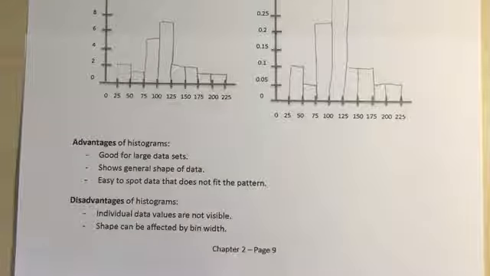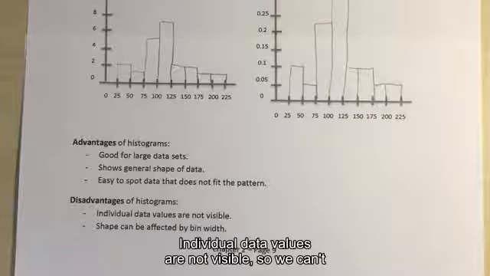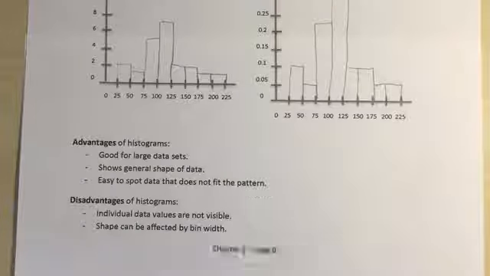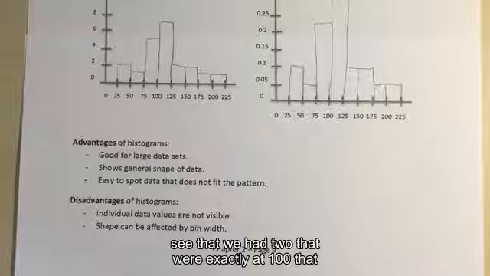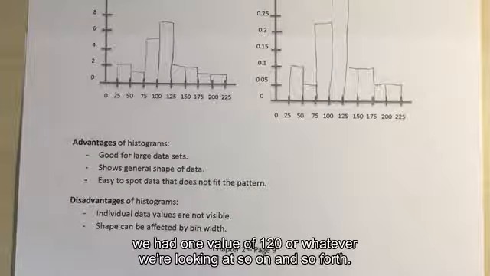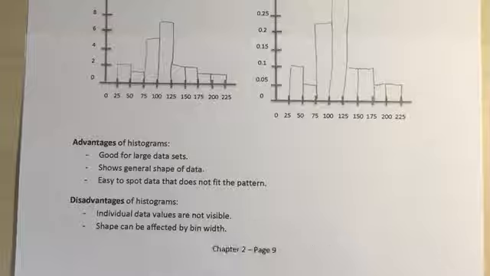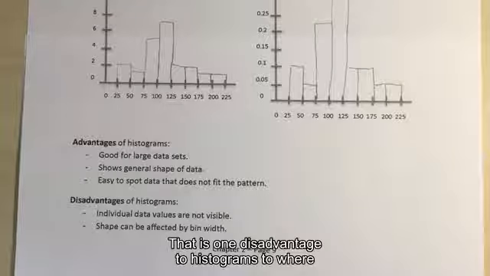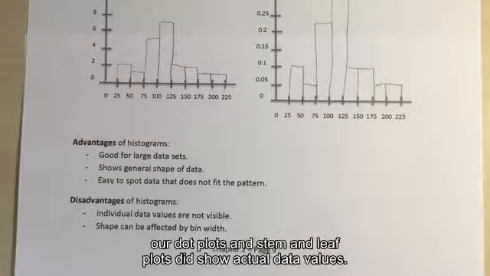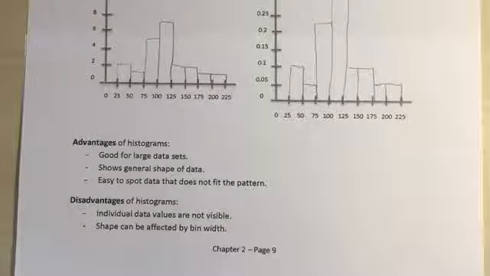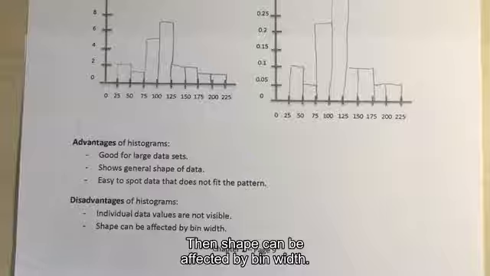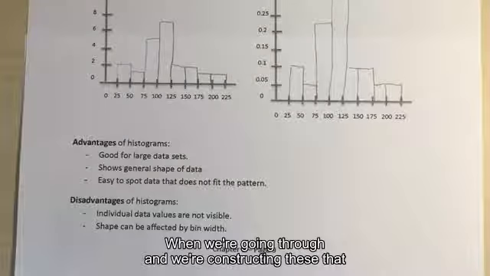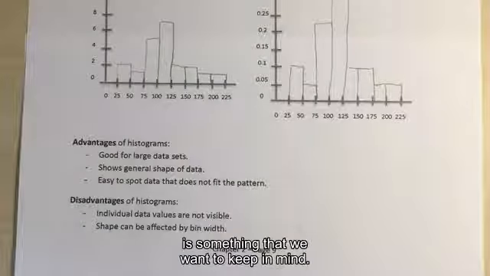Disadvantages of histograms. Individual data values are not visible. So we can't see that we had 2 that were exactly at 100, or that we had one value of 120, or whatever we're looking at, and so on. That is one disadvantage of histograms, whereas our dot plots and stem and leaf plots did show actual data values. And then shape can be affected by bin width. So when we're constructing these, that is something we want to keep in mind.